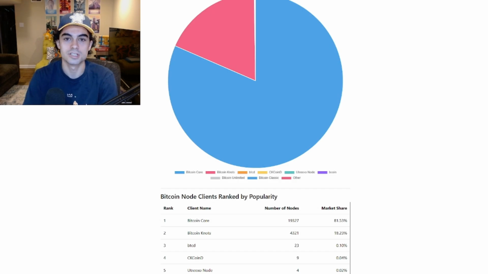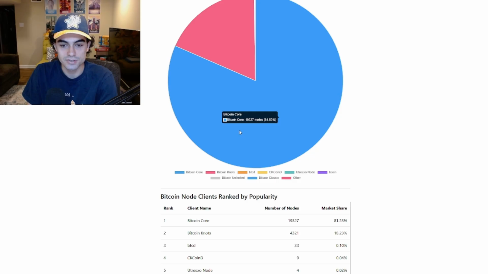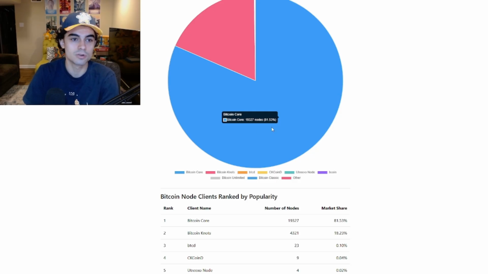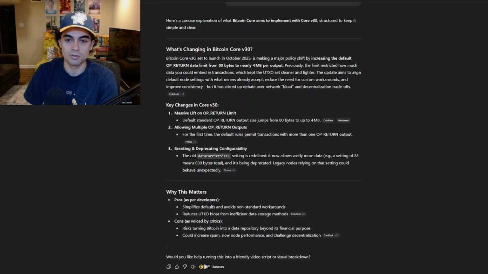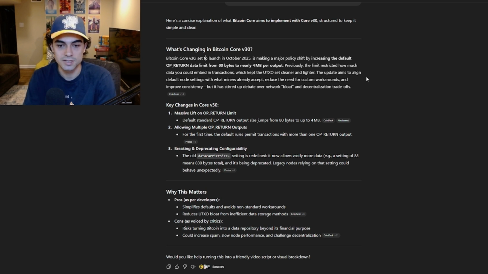know, Bitcoin Core is just a popular implementation of Bitcoin node software, and that makes up most of the network right now. There are different versions of Bitcoin Core, but there's a controversial proposed change that would be introduced in Bitcoin Core version 30. So Bitcoin Core version 30, set to launch in October 2025, is making a major policy shift, increasing the default OP_RETURN data limit from 80 bytes to over 100,000 bytes per output.